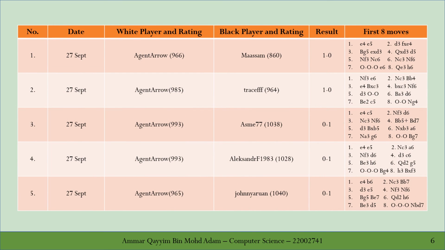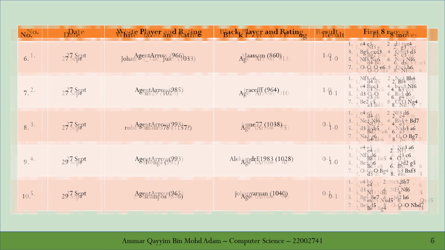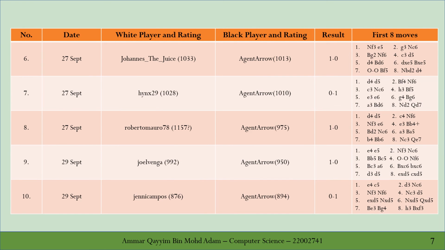These are 5 games played as white between 10 to the 30th September 2022. Meanwhile, these are the games played as black from 10 to the 30th September 2022.